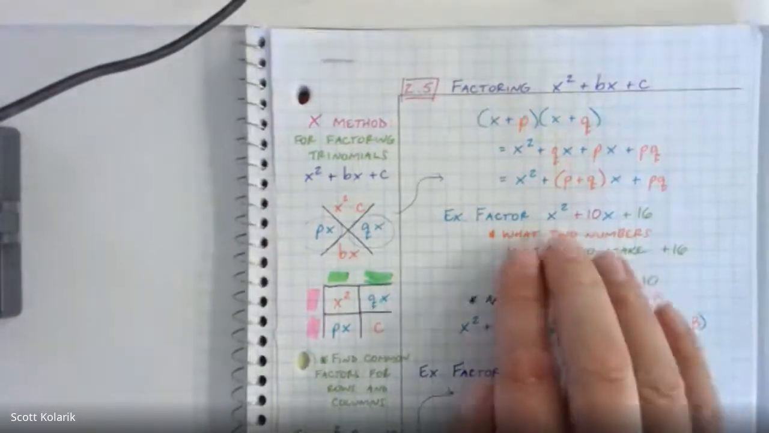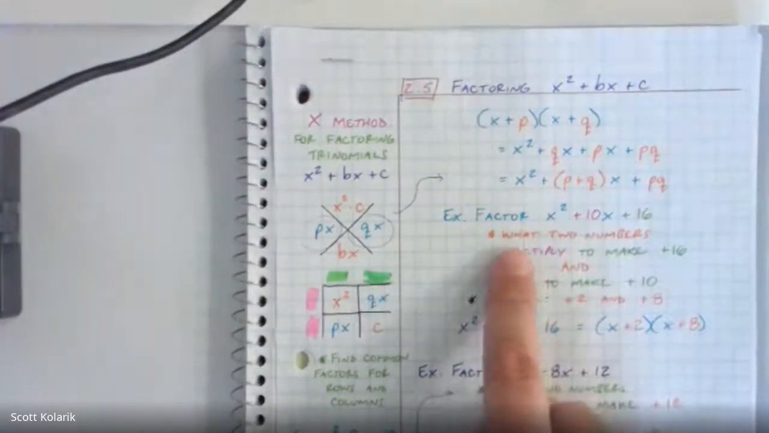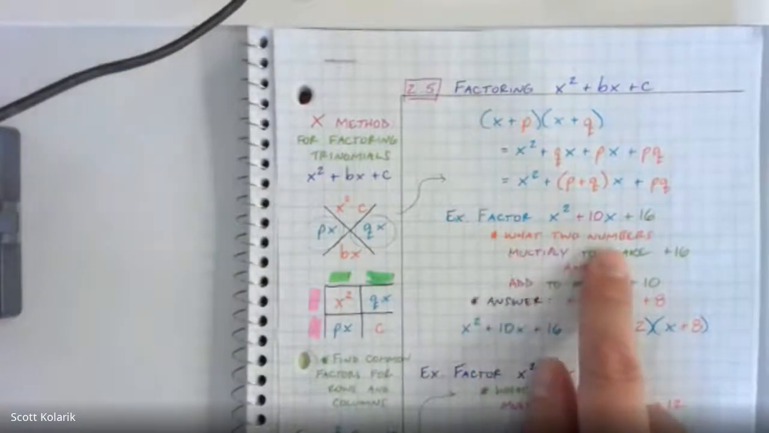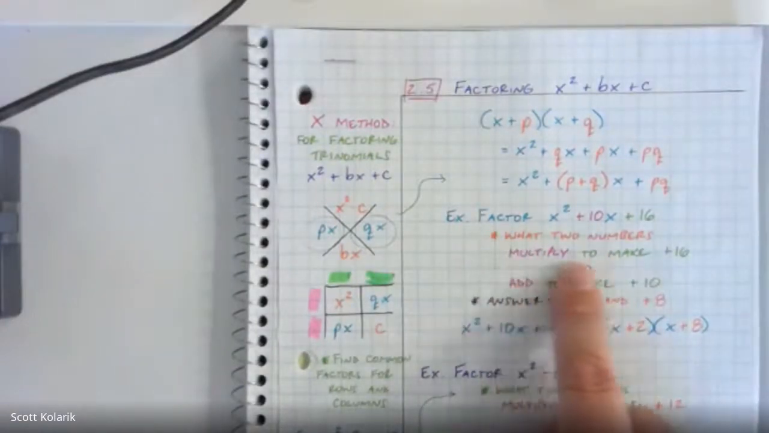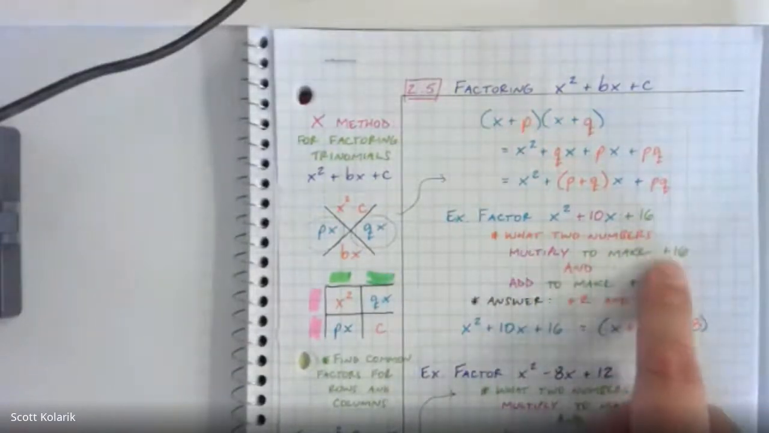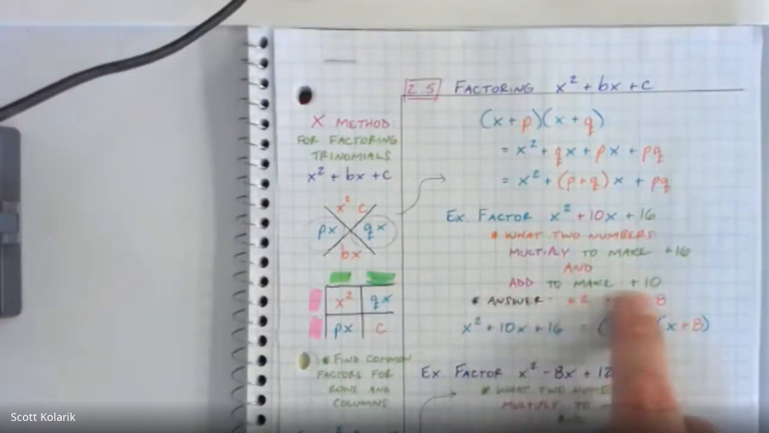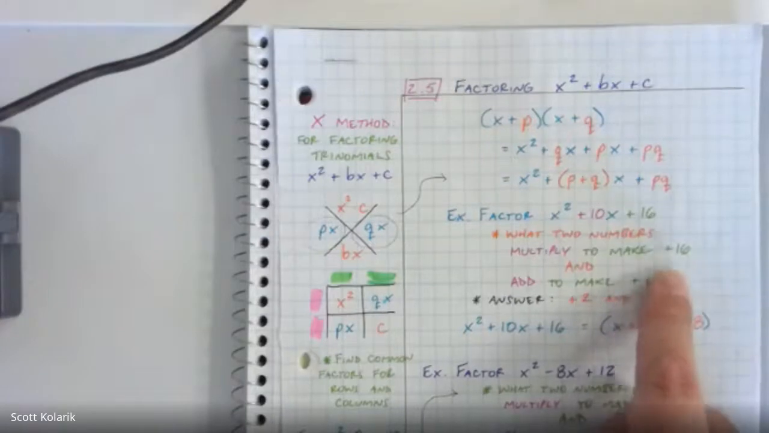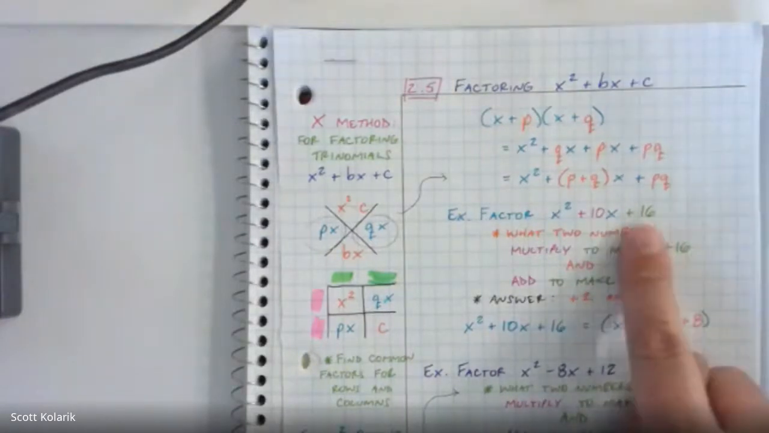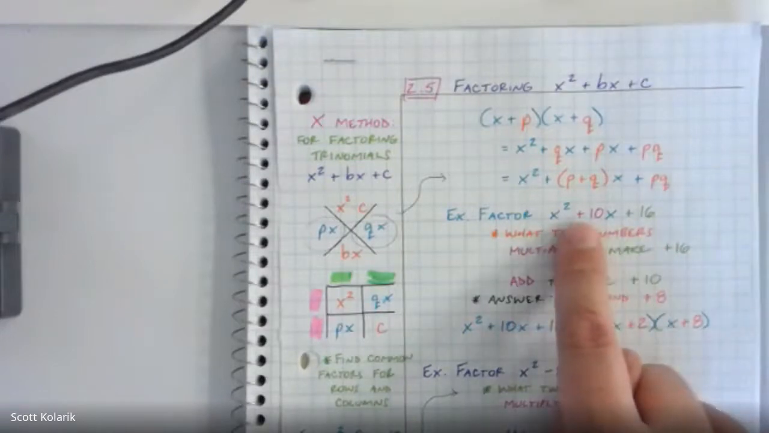And so in this case, for this specific example, I'm specifically asking which two numbers multiply to make positive 16, but also add in some way to make positive 10. Where did those two numbers come from? The 16, again, is the last term here, the last coefficient. The 10 is the middle coefficient, positive 10.